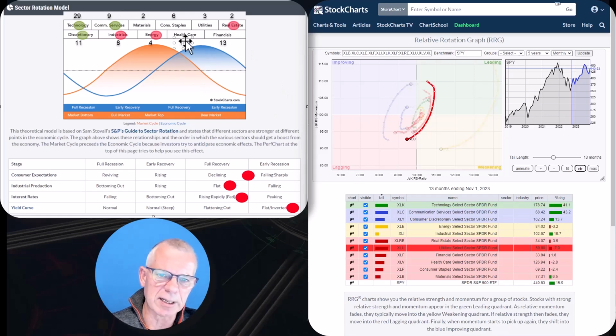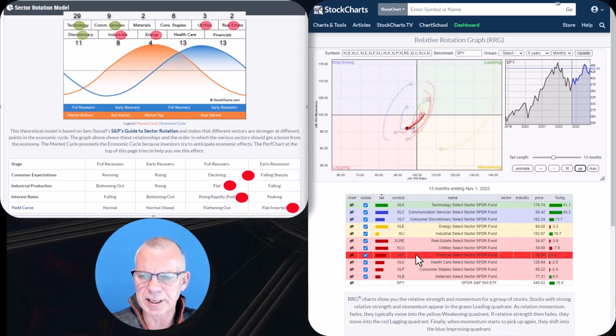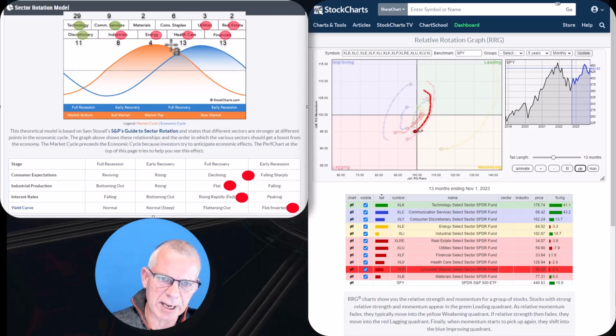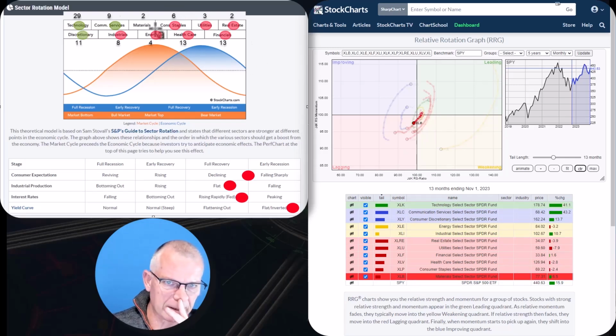You see utilities getting out of it. That's interesting. You see financials getting out of it. That's interesting. You see healthcare moving out of it. That's aligning. And you see staples moving out of it. That's aligning. And you see materials moving out of it.